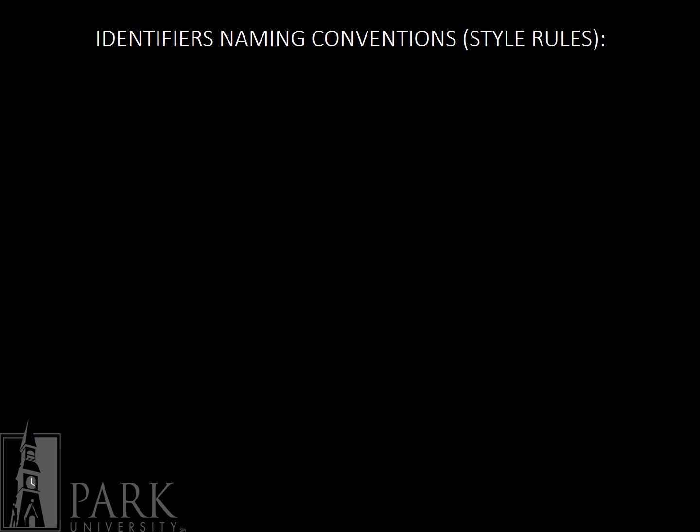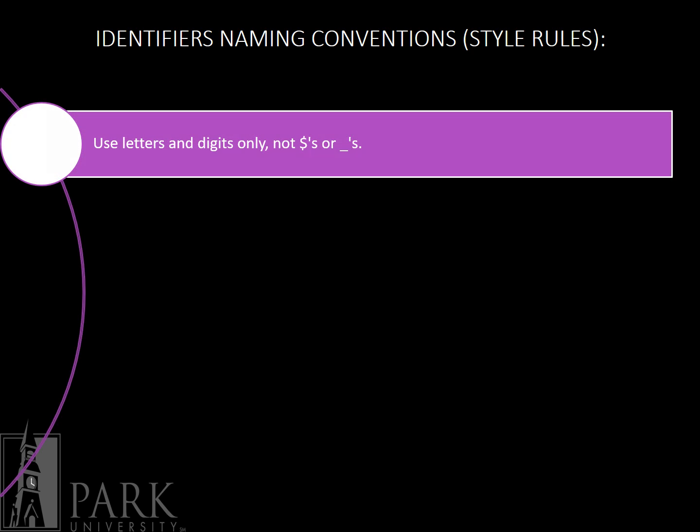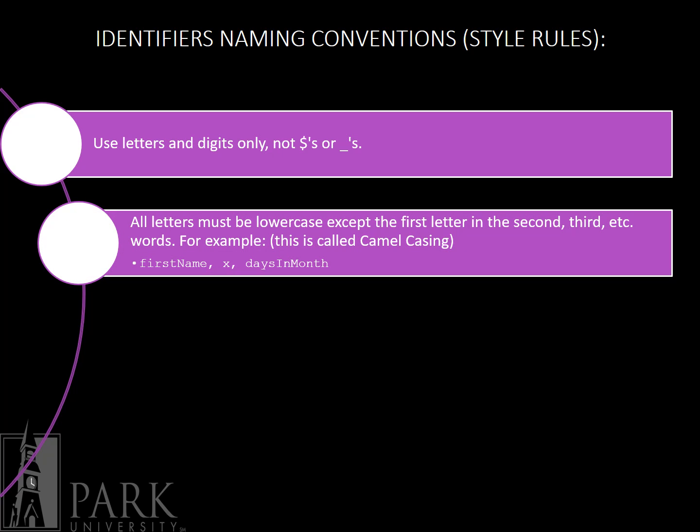And of course, Java has its own guidelines on what you should and should not do. So let's take a look at those. Number 1, use letters and digits only. Java prefers that you don't use dollar signs and underscores. Some naming conventions use underscores for local variable names versus global variable names. But for now, just stay away from the dollar signs and underscores. Just know that you can use them, just not by style convention.